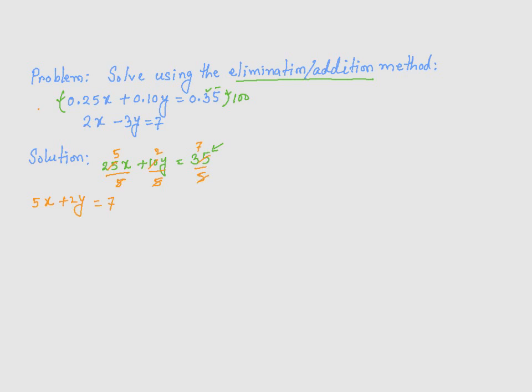What I have done, I have taken this equation and simplified it, so that our calculations become easier. Now the second equation is this one. I'm going to write it right underneath. 2x minus 3y is equal to 7.